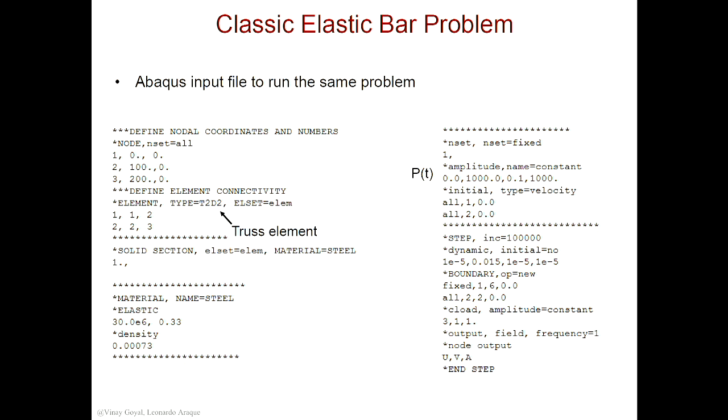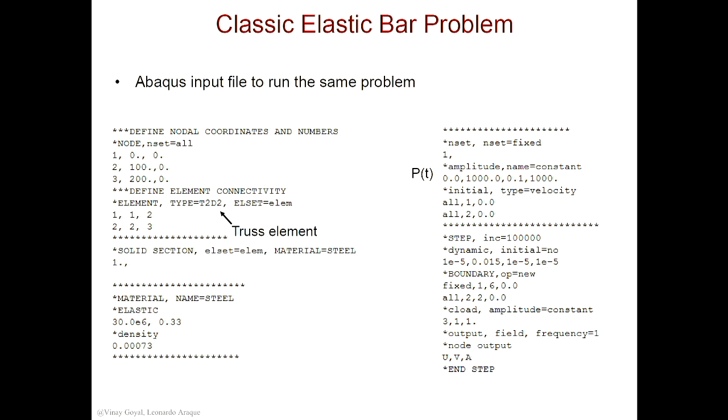Boundary conditions is fixed on the left-hand side, 0, 0. All the nodes don't move vertically. You understand what I'm saying? I want to only solve the problem axially. So it's like an elastic bar.